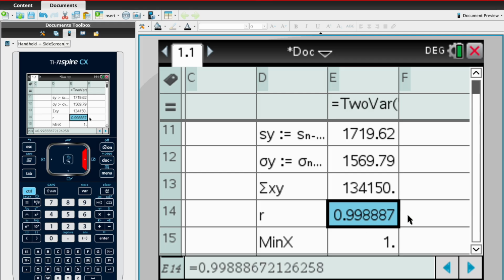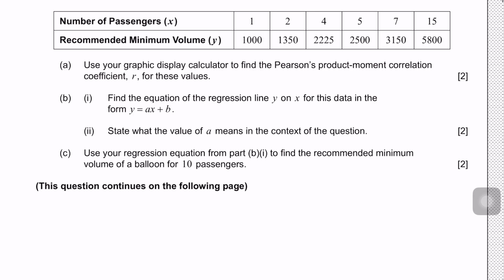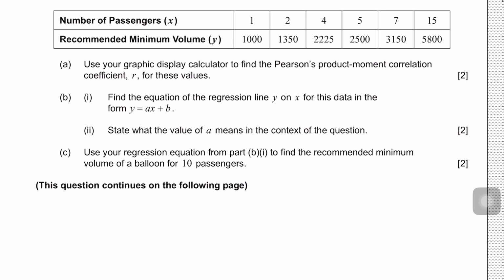Let's go back to the document and let's write this out. Here we are. This is R. R is equal to 0.999. Okay. Part B, and then number 1 of B.